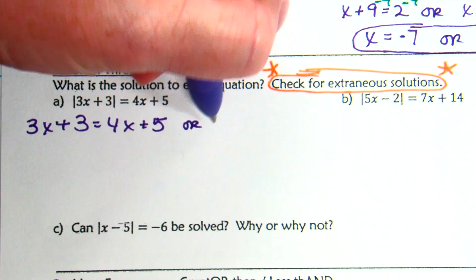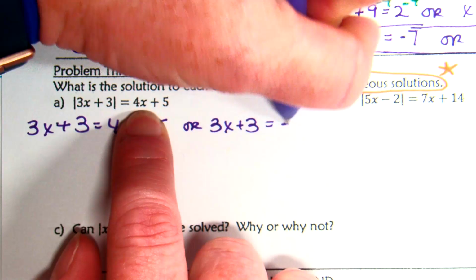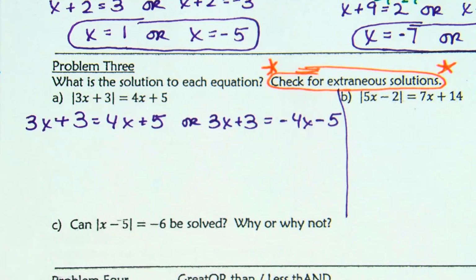Negative 4x and minus 5. So you change the signs on the right side, or on the side where there's no absolute value. So if you see a minus sign, it now becomes a plus sign. Okay? So just be aware of that. I realize that doesn't happen in either of these examples, which is why I need to make sure I say it.